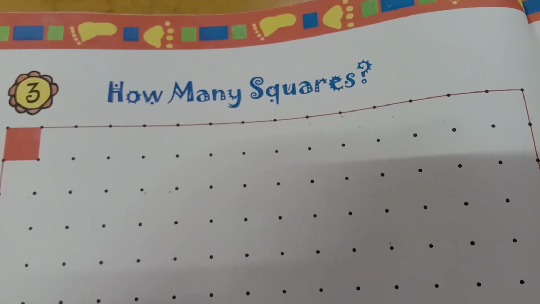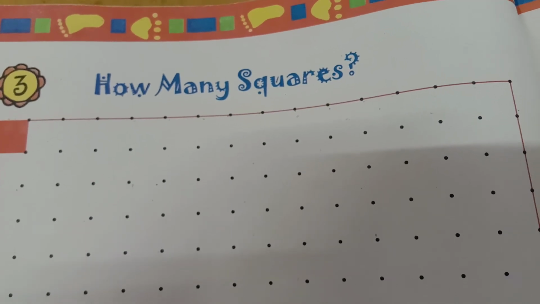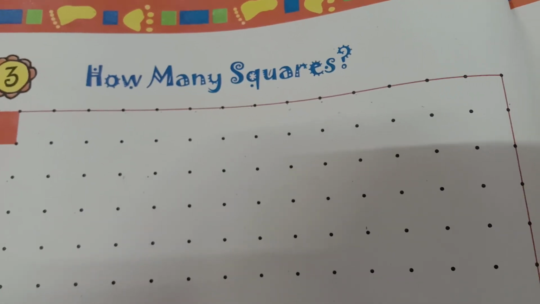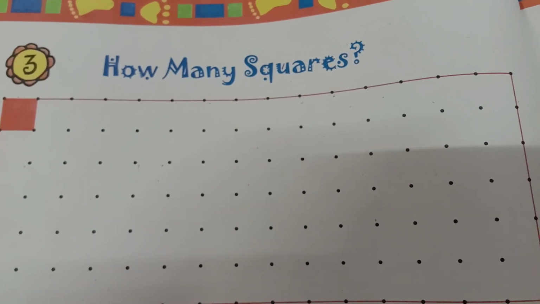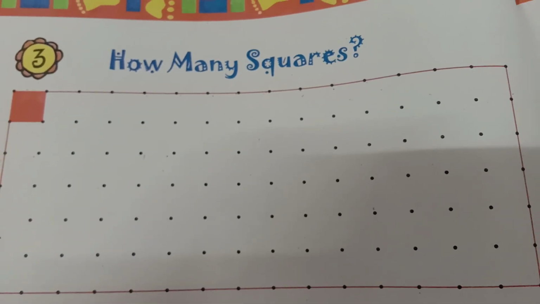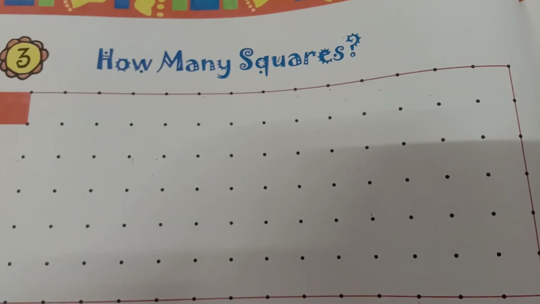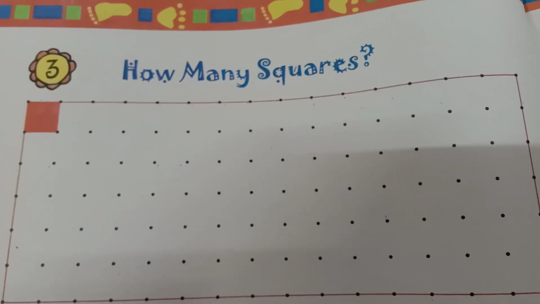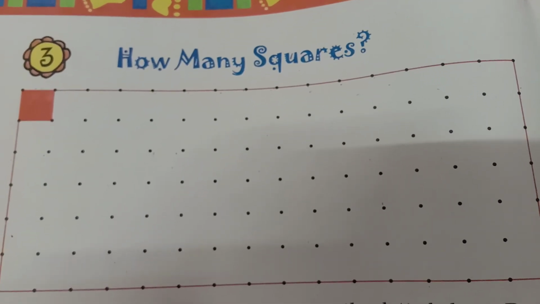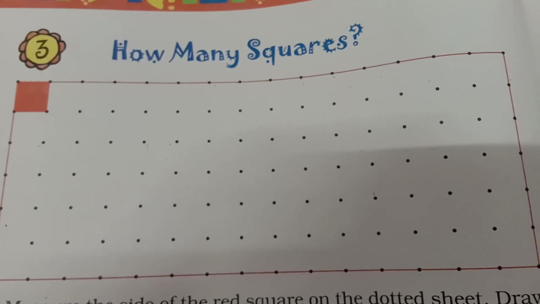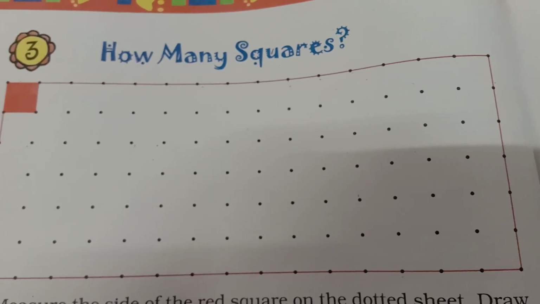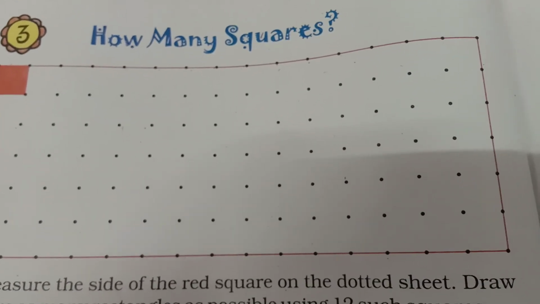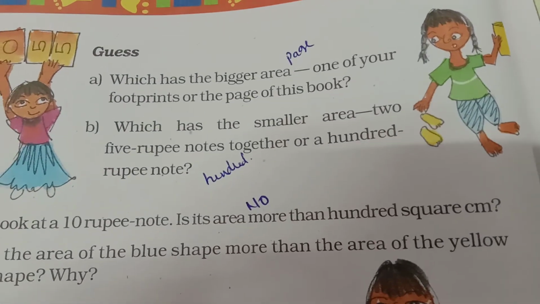We are discussing how many squares. In the last class we discussed how to find the area of regular shapes like rectangle and square using the square sheet paper. Now today we are going to discuss how to find the area of irregular shapes using the square grid paper. Now page number 36.